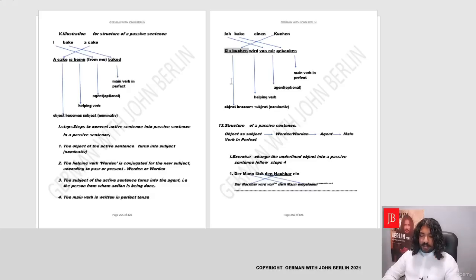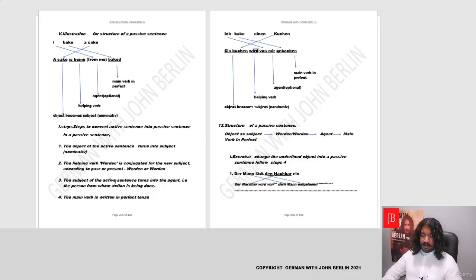Okay. The helping verb werden is conjugated for the new subject according to the past or present, werden or wurden. So basically the helping verb werden is conjugated for Kuchen. Yes, if it's the present, it's werden. If it's past, it's wurden. And if it's more than one Kuchen, let's say die Kuchen, then you could have said werden. So depending on the gender of Kuchen, you'll need to conjugate the helping verb.